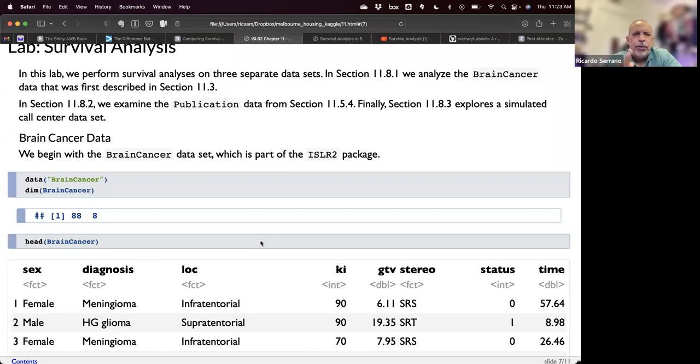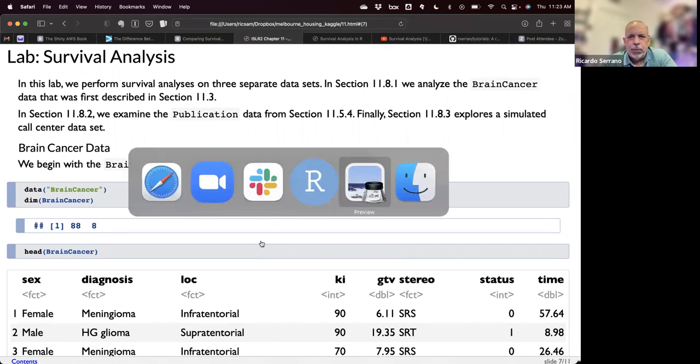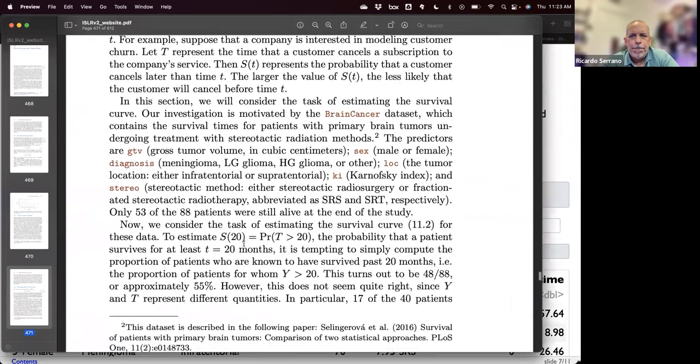So the book uses this data set, called the brain cancer data set. It is a collection of 88 patients. Let me give you the whole story. In this data set, the investigation was studying the survival times for patients with primary brain tumors who are undergoing a radiation method. In that case, it's a stereotactic method. I didn't research that, but it's kind of a chemotherapy there.